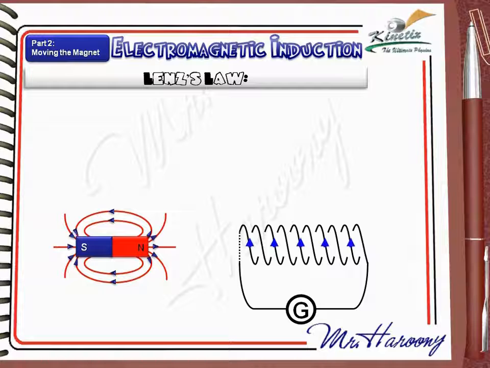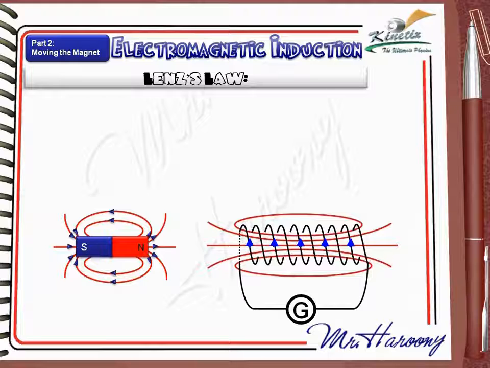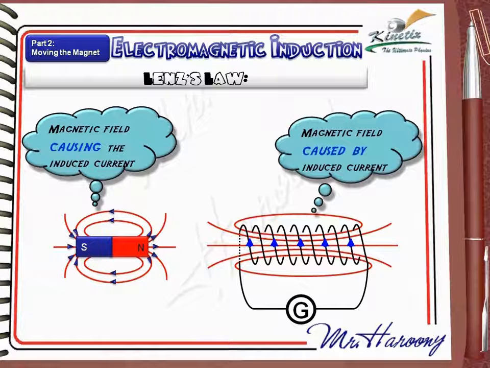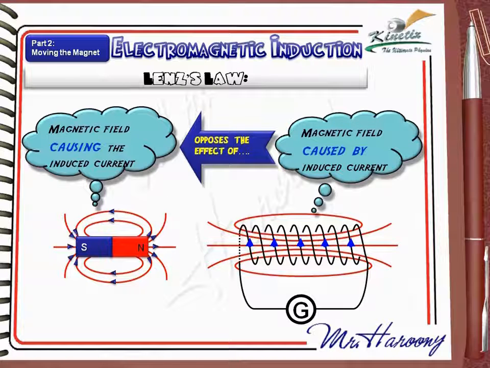According to what we had before in the electric motor, every current makes its own magnetic field. So the produced current in turn will create its magnetic field around the coil. It's clear now that we have 2 magnetic fields. The magnetic field of the magnet that causes the current, and the magnetic field around the coil that is caused by the current. Lenz's law tells us that the magnetic field caused by the induced current will oppose the effect of the magnetic field of the magnet that causes the current.